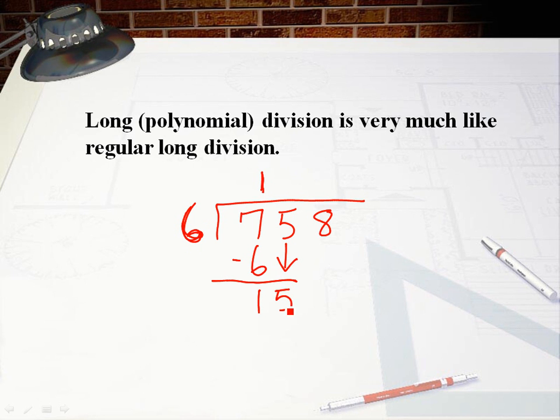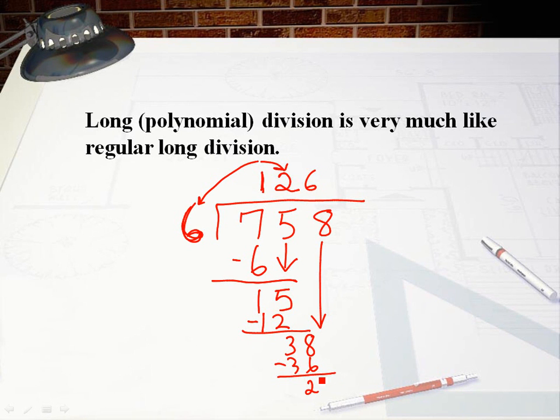6 goes into 15 how many times? 2 times. Then we multiply this 2 times this 6. What do we get? We have 12. What do we do again? We subtract, get 3, and bring down the next term. We start back over. 6 goes into 38 how many times? I think it's 6 times because it's 36. Subtract, we have 2. There's nothing else to bring down, so we know that 2 is our remainder.